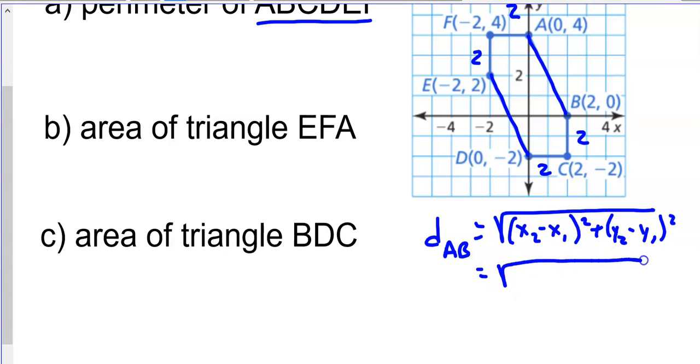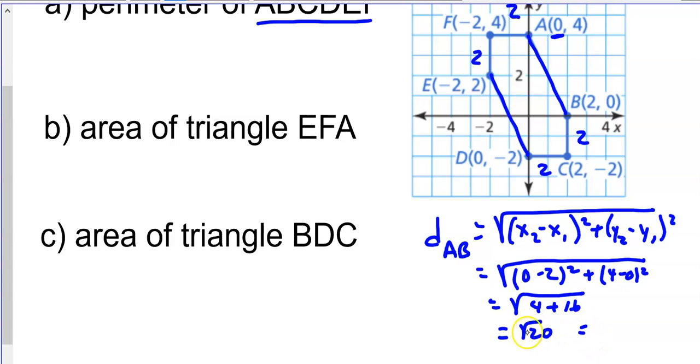Okay. So here we get our x's. 0 minus 2. Doesn't matter which order I go in, but if I choose this x first and subtract 2, then I have to choose this y first, which is 4, the one that matches up with the x I chose first, and then subtract 0. So I get -2 squared, which is 4, plus 4 squared, which is 16. Square root of 20. And we're going to reduce that. 4 and 5 goes into that, so it'd be 2 root 5.